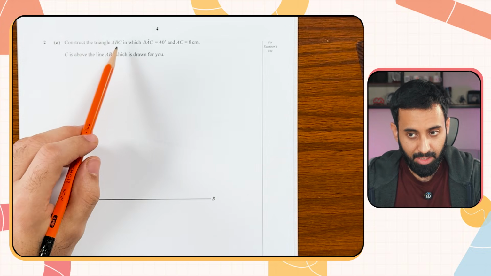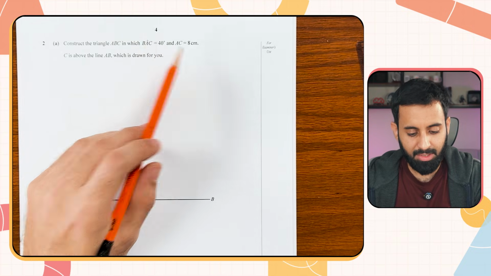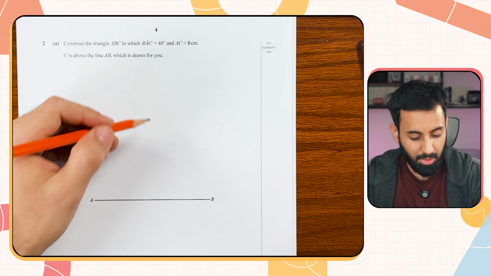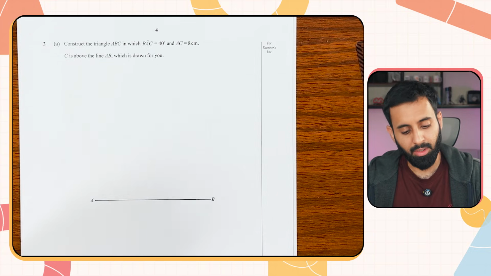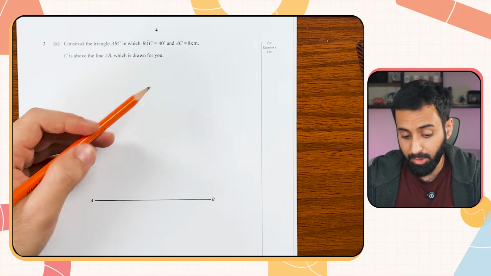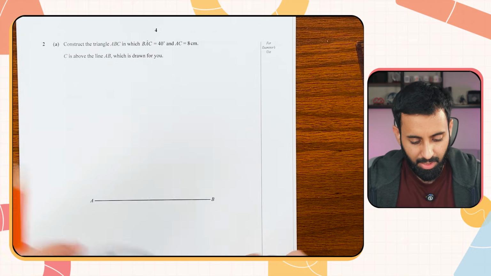It says construct triangle ABC in which BAC equals 40 degrees and AC equals 8 centimeters. C is above line AB, which is drawn for you. Now, that's an important point. How do I know whether C is going to be here or here? C could be above the line AB, it could be below, but because the question says so, it must be above the line AB.